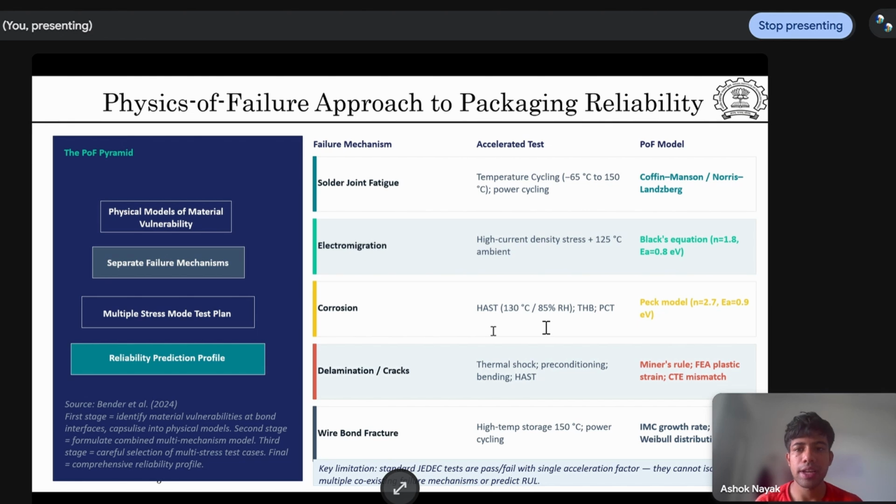Hi, my name is Ashok Naik and I'll cover what Bender 2024 establishes about reliability testing and then present the research gap that is the foundation of this project.